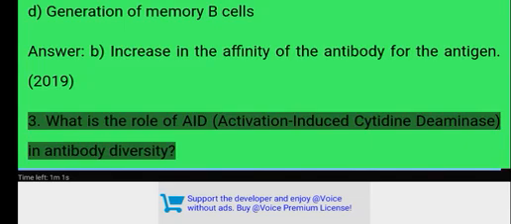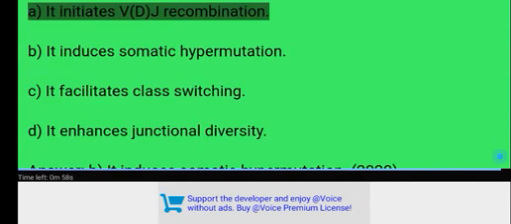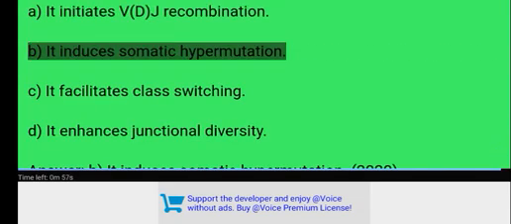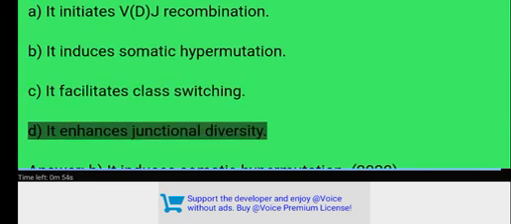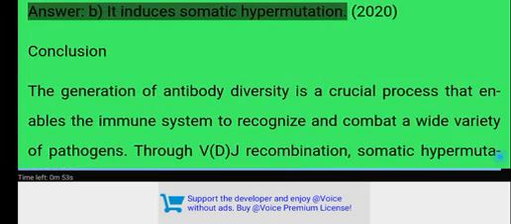3. What is the role of activation-induced cytidine deaminase in antibody diversity? A. It initiates BTJ recombination. B. It induces somatic hypermutation. C. It facilitates class switching. D. It enhances junctional diversity. Answer: B. It induces somatic hypermutation.